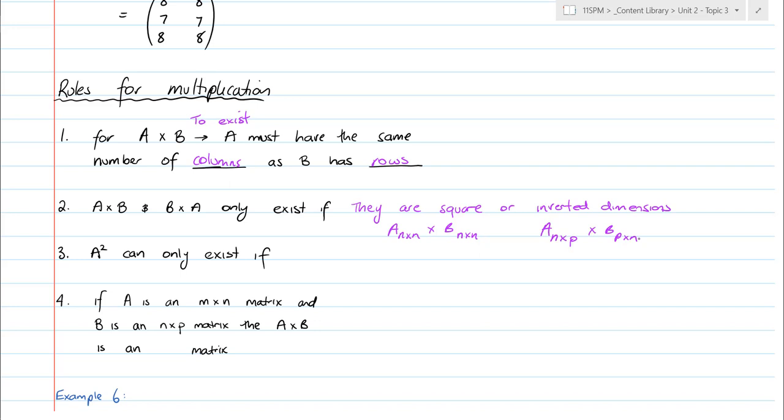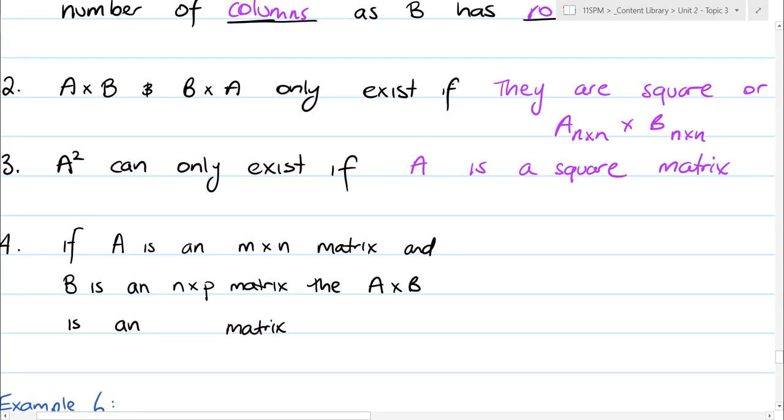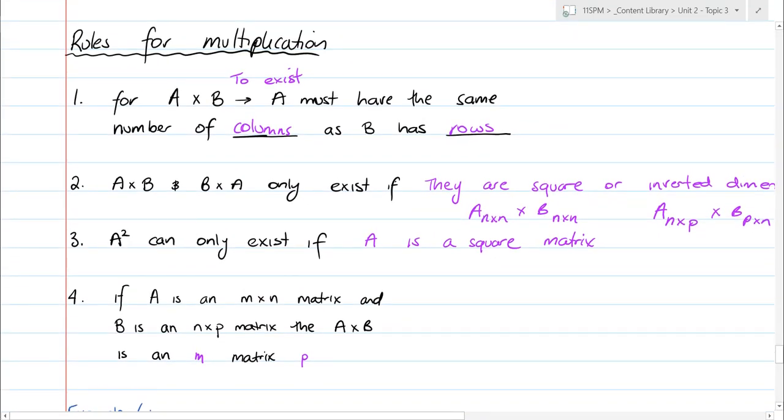A squared can only exist if A is a something matrix. Identity. Nope. Square. Oh, that's... So, but it makes sense, doesn't it? Yeah? And if A is an n by m matrix and B is an n by p matrix, then A by B is an m by p matrix. That's that statement that Max was making with part 1. So that's the rules of matrix multiplication, and I'm going to leave it there.